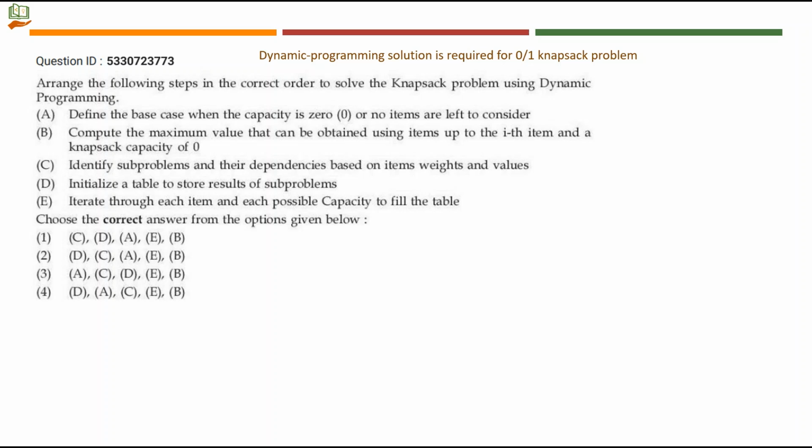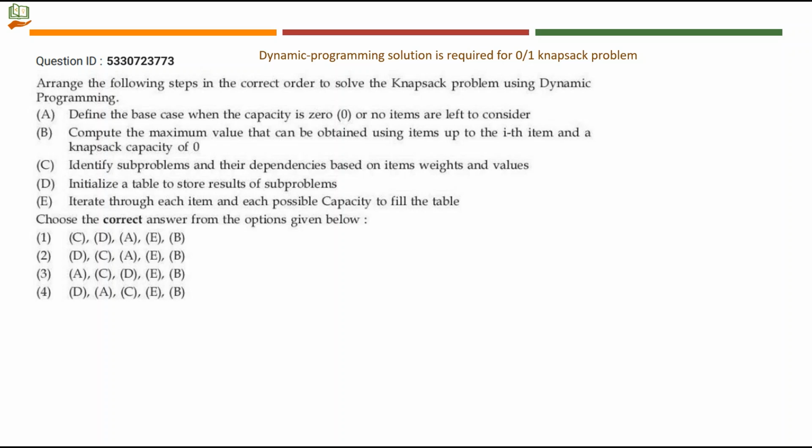Now they are asking for the correct order to solve this problem in dynamic programming. Let's look at the options first. A: Define the base case where the capacity is 0 or no items are left to consider. B: Compute the maximum value that can be obtained using items up to the ith item and a knapsack capacity of 0. C: Identify subproblems and their dependencies based on item weights and values. D: Initialize a table to store results of subproblems. E: Iterate through each item and each possible capacity to fill the table.